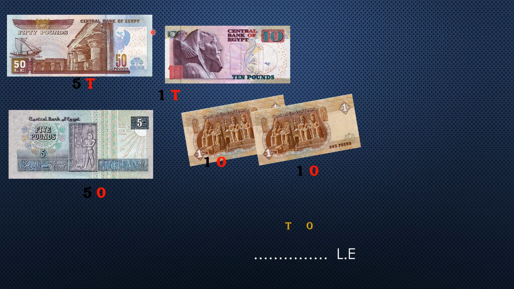We have another 10 here or just 5 and 1? Just 5 and 1. 5 plus 1 equal what? Equal 6. Excellent. I will put it in the tens place. And here I have 5 ones and 1 ones and 1 ones. 5 plus 1 plus 1 equals 7. I will put it in the ones place. So this amount of money equals 67 LE.